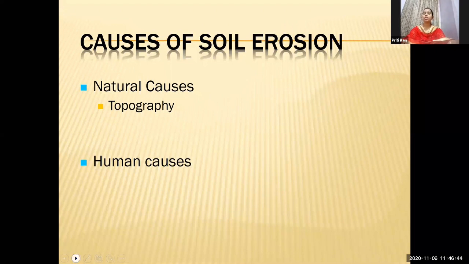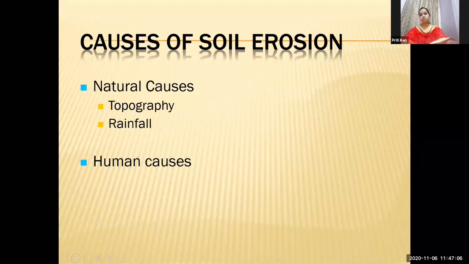Next, see the next one, rainfall. The rainfall is a natural cause for soil erosion. With heavy rainfall, heavy water flow, the soil is also getting eroded. सारा जो पानी से, जो heavy rainfall के पानी से, ज़्यादा पानी से क्या होता है? Soils get eroded.